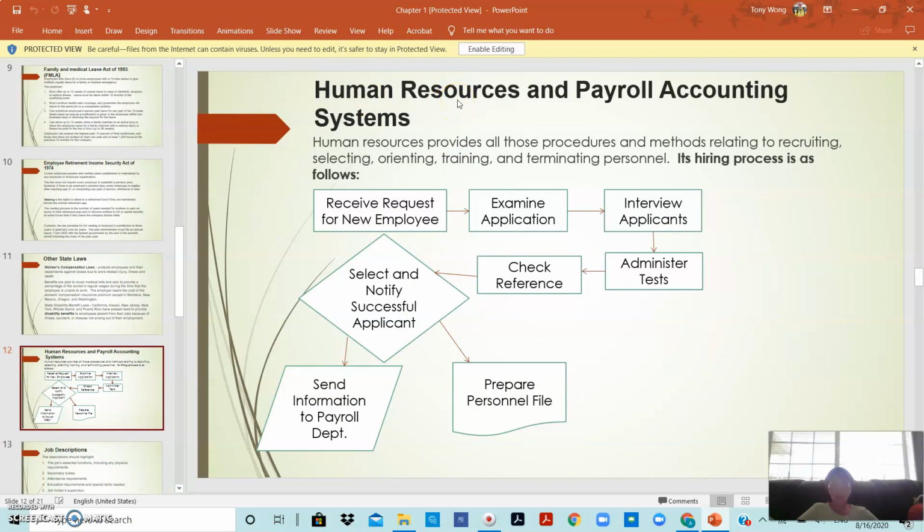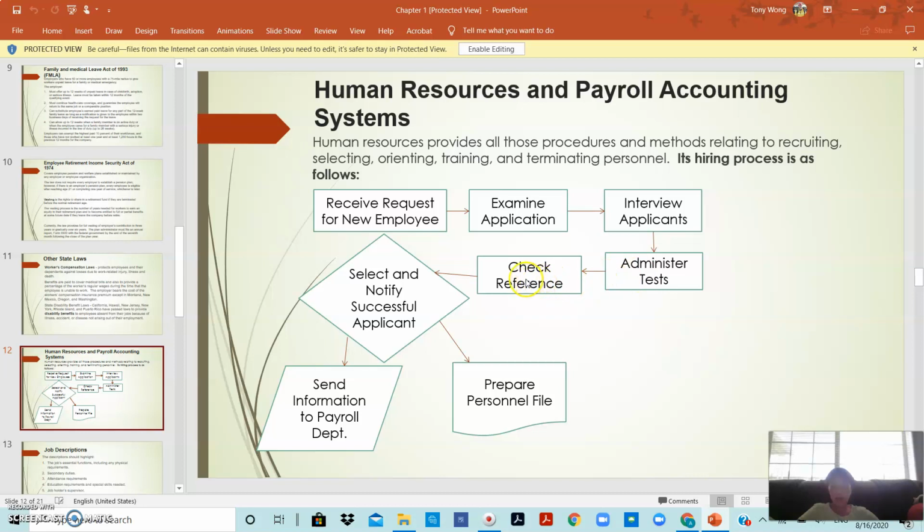Human resources and payroll accounting system. The human resource will provide all the procedures and methods relating to recruiting or selecting or training any new employees. First, they have to give the examination application to the employee, and then later on, they will have an interview process for the employee. And then some of the employers have some tests to give out to the new employees to see if they pass the test, if they fit for the jobs.